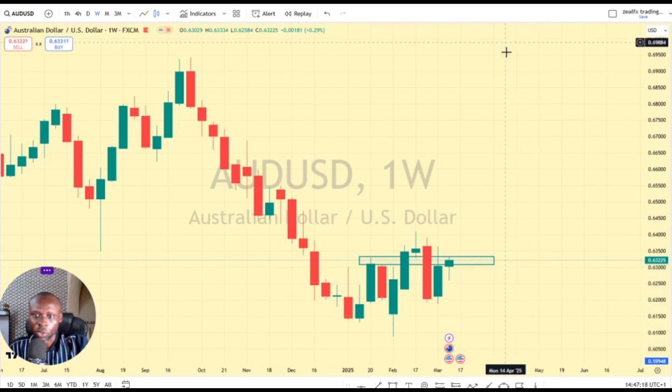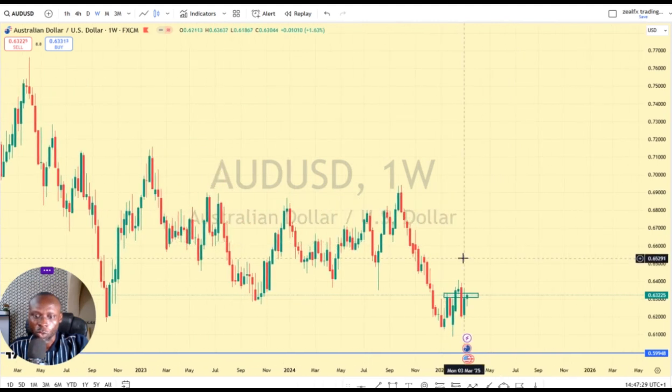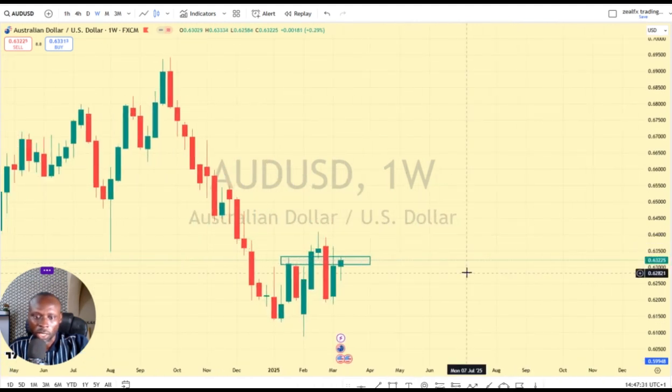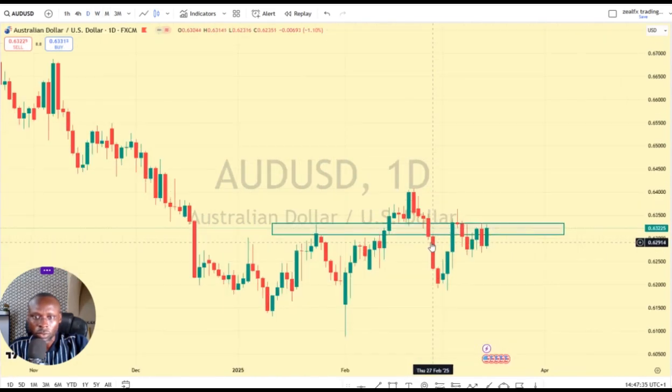So what is the structure of the Australian USD? Let's look at the structure of the Australian USD. You can see that on the weekly chart, we have a downtrend structure on the Australian USD. So long as we have these downtrend structures, we expect price to continue to push lower on the Australian USD. So let's look at the daily chart of the Australian USD.